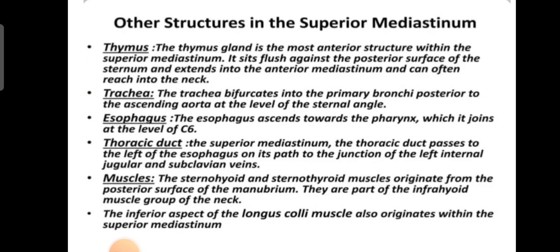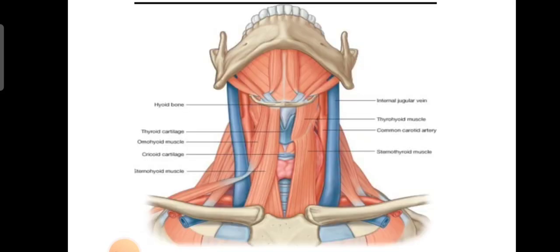Other structures found in the superior mediastinum are the thymus, trachea, esophagus, and thoracic duct. The thoracic duct passes to the left of the esophagus to the junction of the left internal jugular and the subclavian veins. As for muscles, the sternohyoid and longus colli are contents of the superior mediastinum. In the diagram, we can see the sternothyroid and sternohyoid muscles.